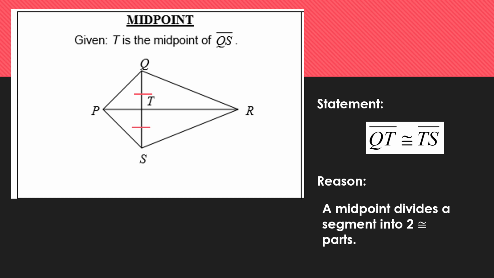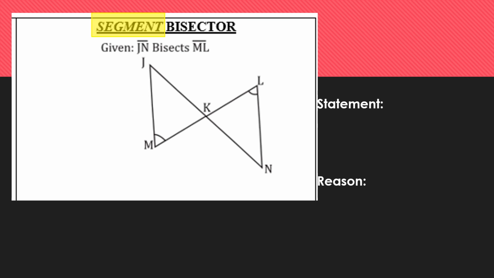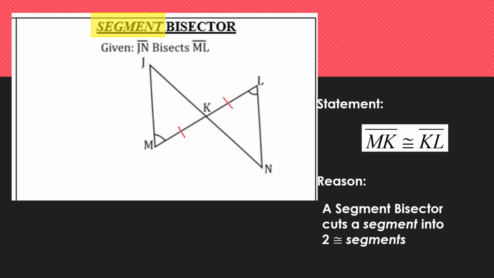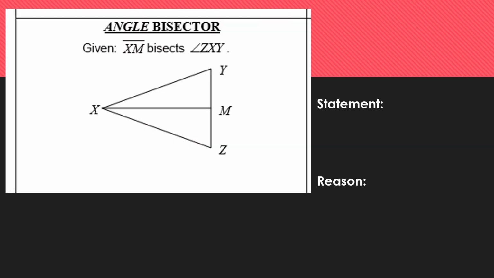Next, we have a segment bisector here, and remember the word segment here, not angle, segment. So JN bisects ML, so that means that in our statement, we're going to write MK is congruent to KL, and the reason is because a segment bisector cuts a segment into two congruent segments. Again, that is just the reason that you're going to have to memorize when we do these types of things. You always have to justify it. It's not ever just because or duh, it's a bisector. You have to give the specific reason why you know.